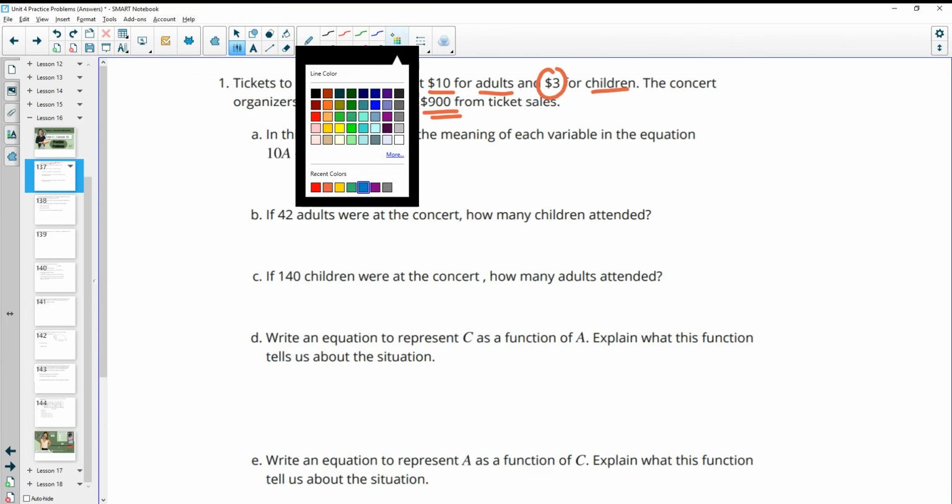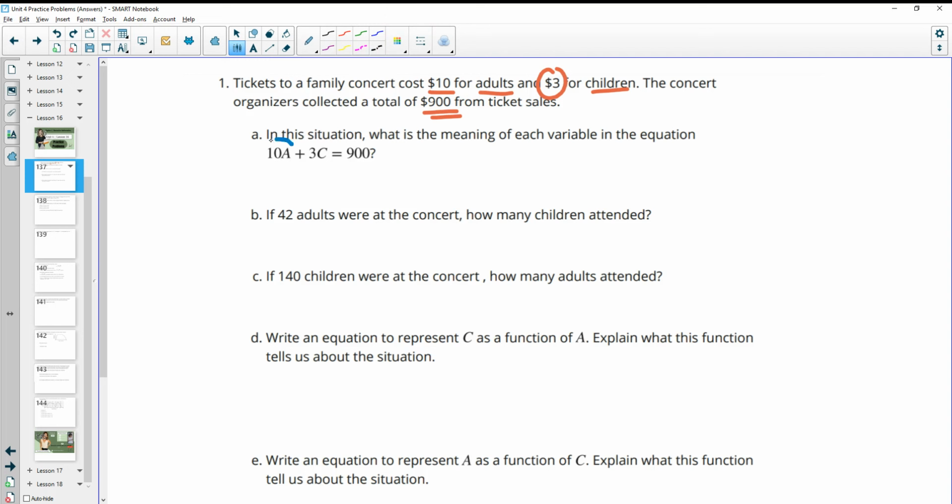So if we take a look at this equation, when it says 10 times A, we see the $10 in the paragraph, and it goes with the number of adult tickets. So A is the number of adult tickets sold.